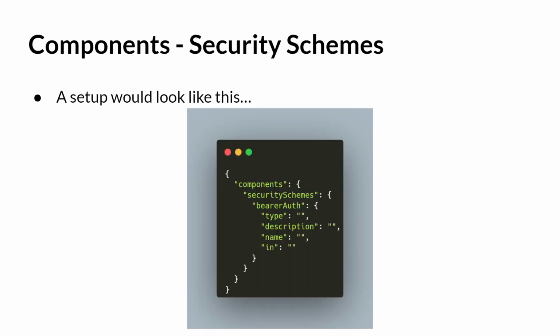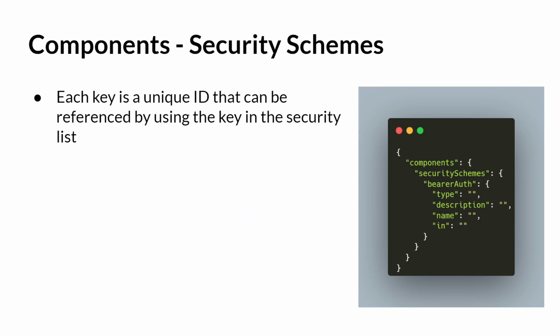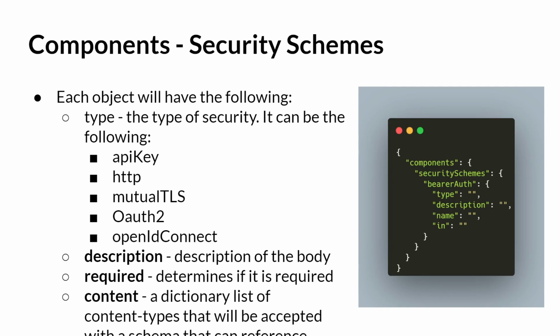Now for security schemes, you again have each key as a unique ID that can be referenced by using the key in the security list. So maybe it's a bearer auth or a cookie auth, which will be used on the security array of each path, as well as the main schema. Then each security scheme would have a type: API key, HTTP, mutual TLS, OAuth 2, and OpenID Connect. We will be using mostly API keys.